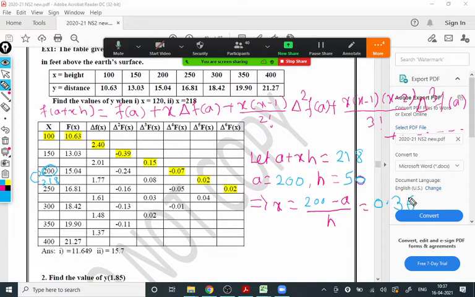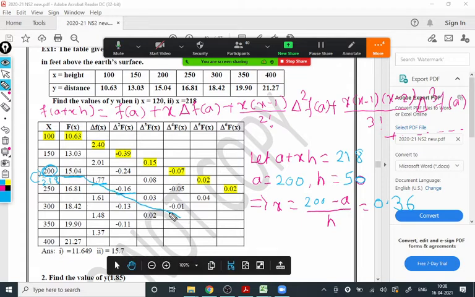Now, which is the leading row now? Tell me the value of f of a for the second part. This value, 15.04, correct, very good. What should be delta f of a? 1.77, very good. Delta square, minus 0.16, very good. So this is the leading row now. These values we require for the calculation.